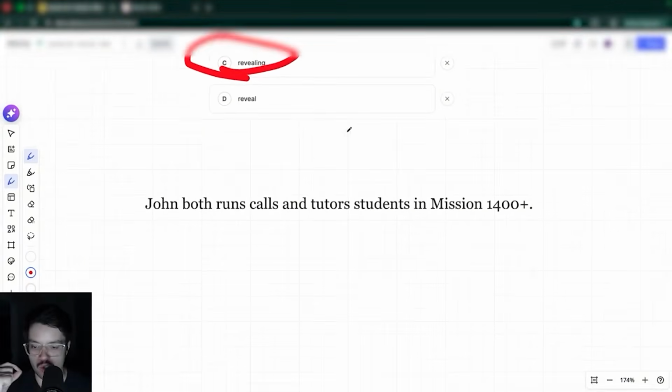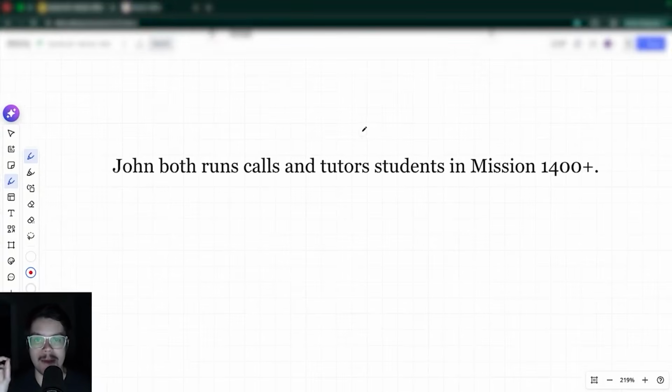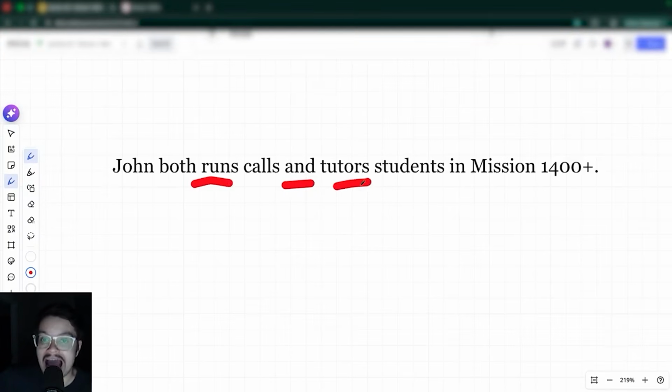One more thing I thought I'd just quickly mention. With the main verbs, I mentioned there are some exceptions where you could have more than one main verb in the same sentence. One of them is when you have the word and. When you have the word and, you can obviously have multiple main verbs because this is essentially a conjunction between different main verbs. So in this sentence, John both runs calls and tutors students in Mission 400+. Runs and tutors both act like main verbs. In this sentence, they're just joined by the word and. That's why you can have multiple ones in this sentence. That's just one quick example.